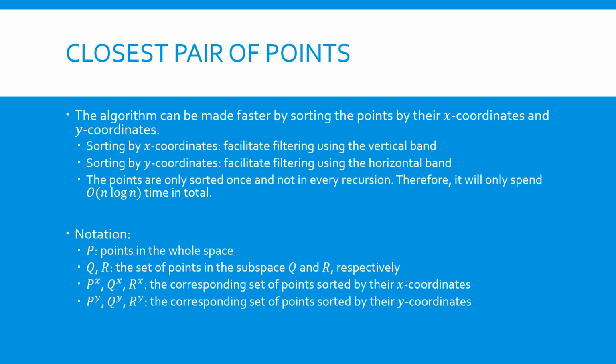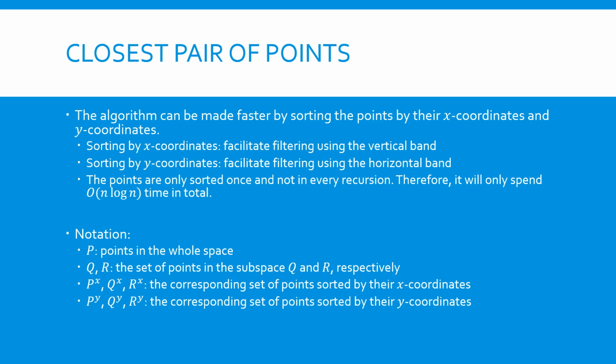As you may have noticed, the algorithm heavily depends on the bands. To determine which points are within the bands, we need to consider their x-coordinates and y-coordinates. In this case, we will assume that we have the points sorted by their x-coordinates and also sorted by their y-coordinates. Note that we will not perform the sorting in each recursion, but just once before the recursion. As a result, the algorithm will still be able to run in O(n log n) time overall. It doesn't matter if you don't see it at this point, as it will become more apparent when we present the pseudocode.